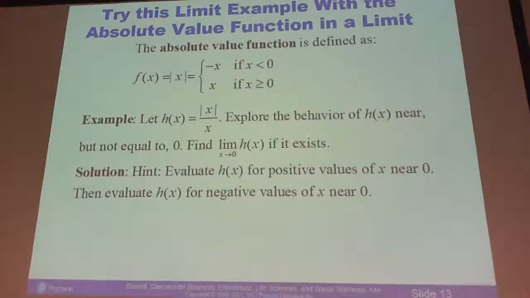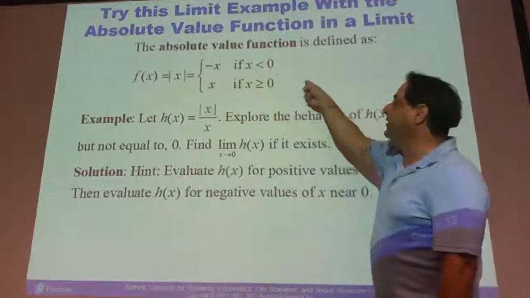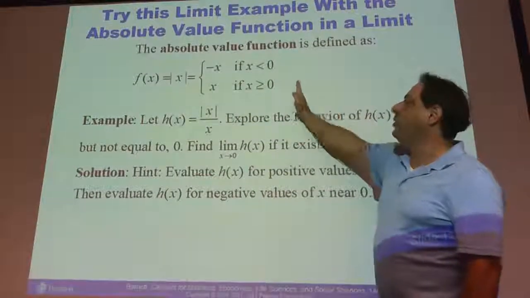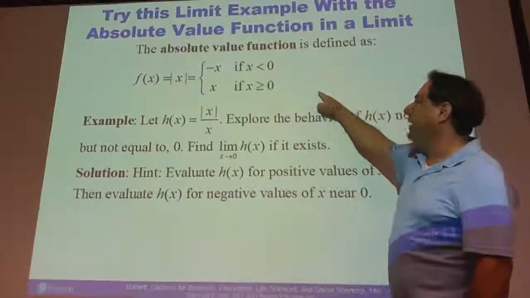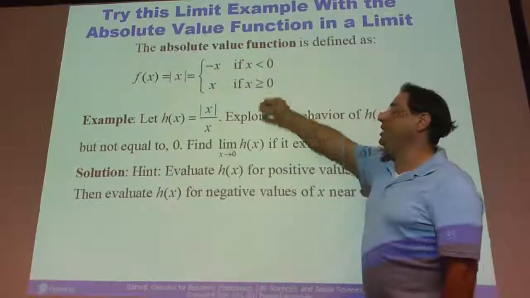Okay? So if we did a picture of the absolute value function, it would give us a V shape. Remember that? Which basically means at 0, to the left, it looks like a line going down, but to the right of 0, it looks like a line going up. So there's some changes there.